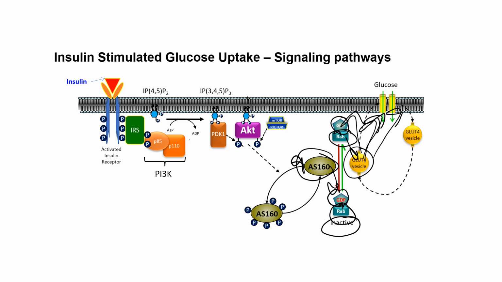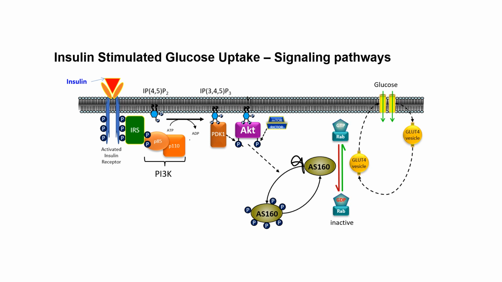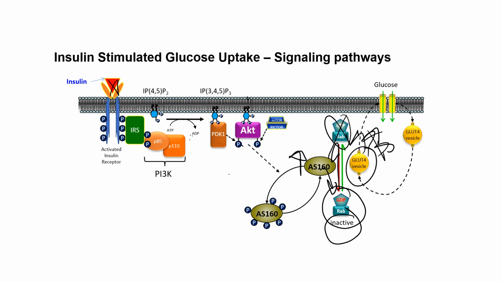Okay, so I'm kind of doing this in a backwards way because I think it's actually the easiest way to understand this. In a normal circumstance, when insulin is not bound to the skeletal muscle cell, AS160 is active. And what AS160 is doing is essentially keeping Rab inactive by having GDP bound to it. And as long as Rab is inactive, there's going to be no GLUT4 translocation. This is not going to happen.